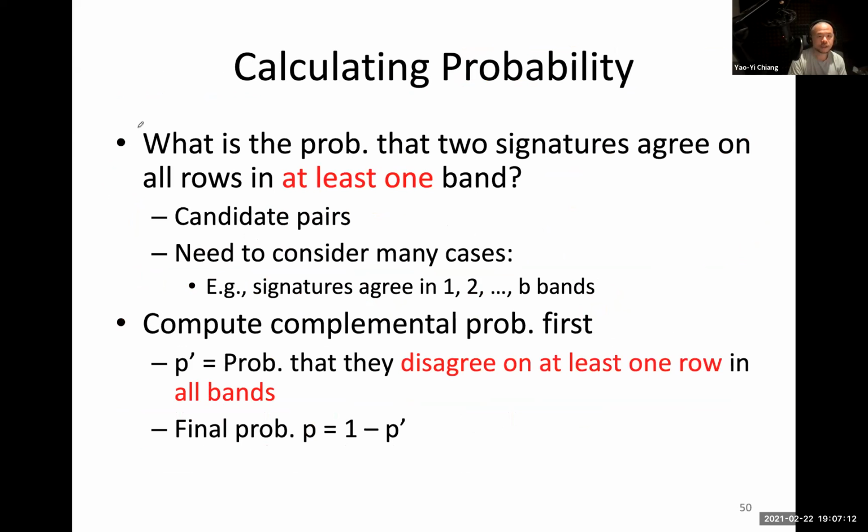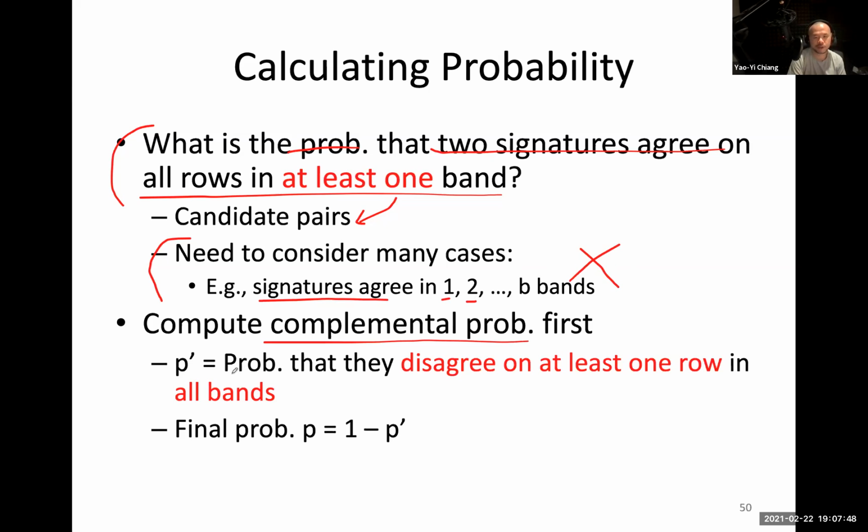So our question is, we want to find the probability that two signatures agree on all rows in at least one band. This property makes them become a candidate pair. And we need to consider many cases, right? Signatures agree on band 1, or agree on band 2, or maybe band 1 and band 2, or different combinations, right? So whenever we need to consider many cases, we will just take the complementary probability first. So what's the complementary probability? Your P prime is the probability that the two signatures disagree on at least one row in all bands. That means you don't have to compare them. They're not candidates. So your final probability will be P equal to 1 minus P prime. Are we good? Okay, very simple.